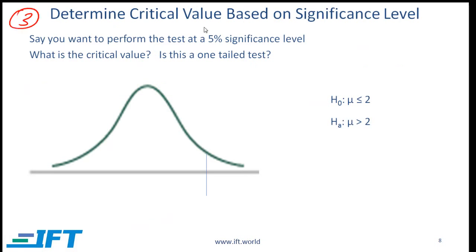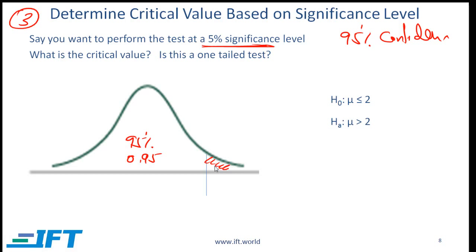Then we have to come up with the critical value based on a significance level. And we've seen this in the earlier reading also. Say you want to perform the test at a 5% significance level. And a 5% significance level is the same as 95% confidence. Remember this normal distribution. 95% confidence, or an area of 0.95 over here, meant a significance of 0.05, which means an area of 0.05. The critical value is the Z value which corresponds to this area in the tail.